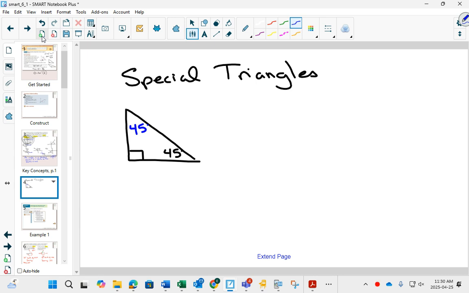And then that makes it special. There's a special name for that triangle. Besides a right triangle, it's also another kind of special triangle. 45, 45, 90, but what do we call the triangle if two angles are the same? You know the name? Isosceles. And if it's isosceles, two angles are the same and two sides are the same.